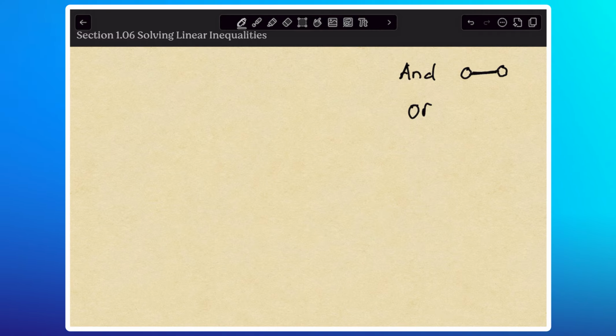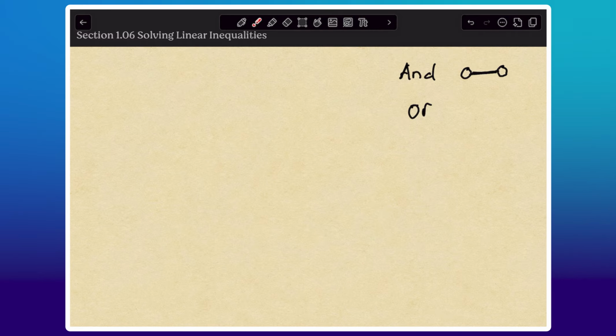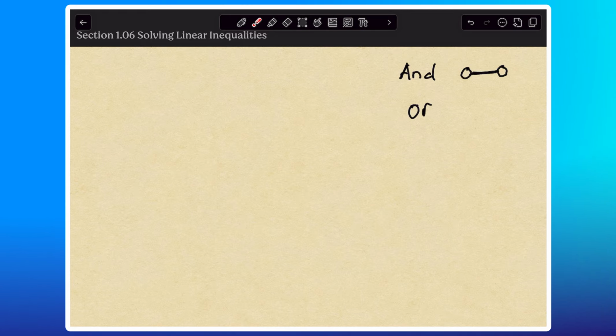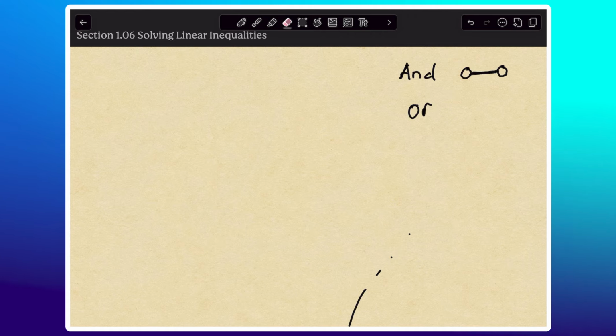Now these ends here could be solid. That one could be solid. That one could be solid. But in this case, I'm just showing without the hole in it. And I just made a mistake there. Okay. All right.